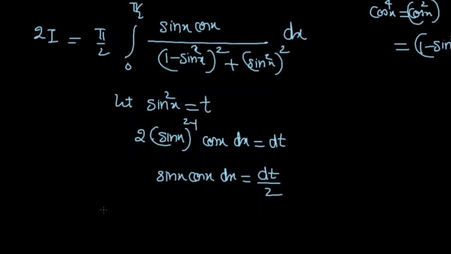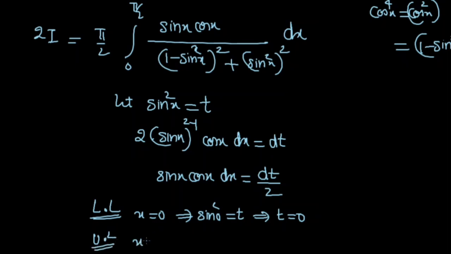So now limits we have to change. Lower limit. What is the lower limit here? x is equal to 0, right? Substitute x equals 0. Then sin square 0 is equal to t. Therefore, sin 0 is 0. Next, upper limit. Upper limit x is equal to pi by 2. Substitute pi by 2 in the place of x. So t is equal to sin square pi by 2, which is 1. So we have the limits, lower limit 0 to upper limit 1.